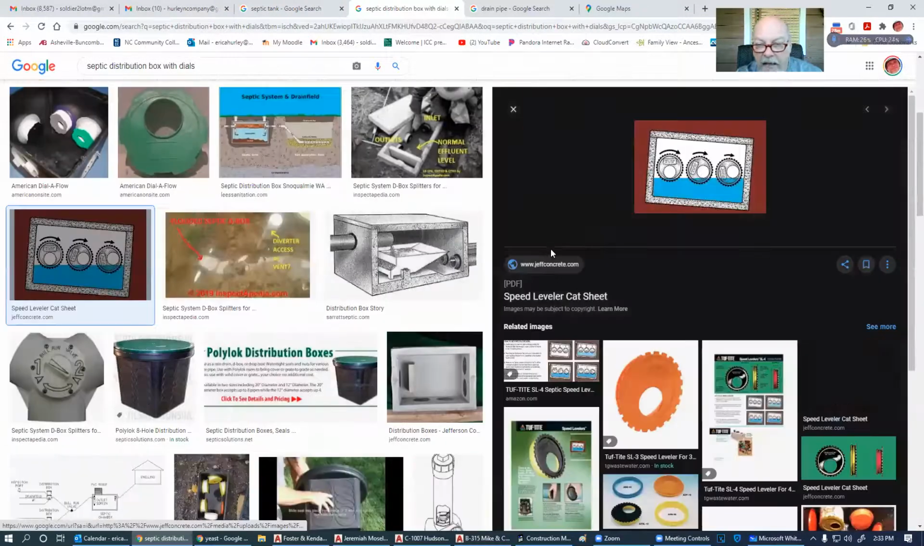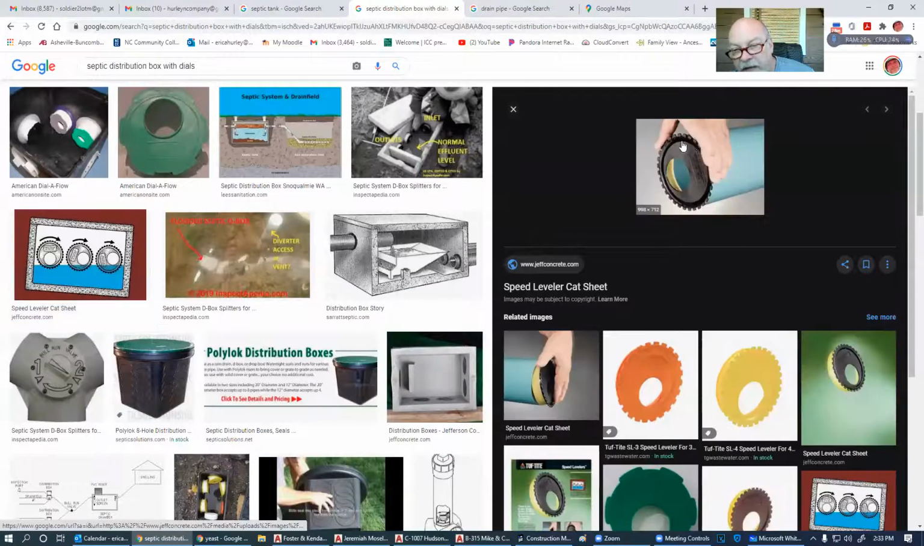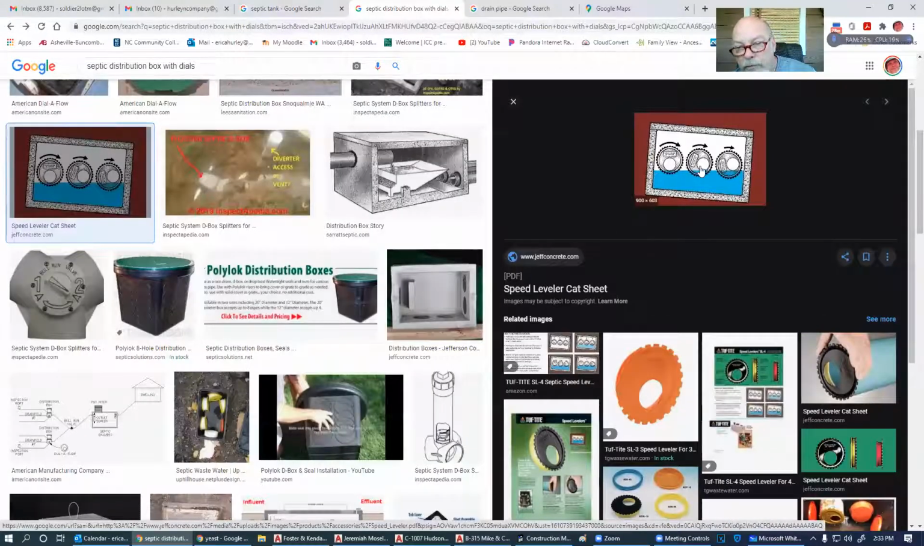We have these little dial-ins. They're just little pieces of plastic that go on the end of the pipe, and you turn it so that one is higher or lower than the other. So it doesn't matter if the distribution box is crooked as crap, because it's sitting on dirt, and then we're going to fill it in with dirt. We're not going to run a bulldozer across it.